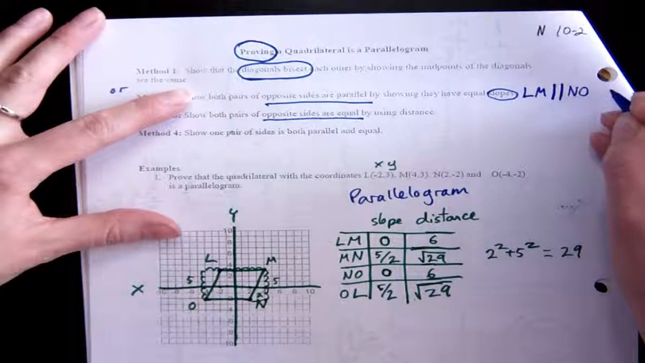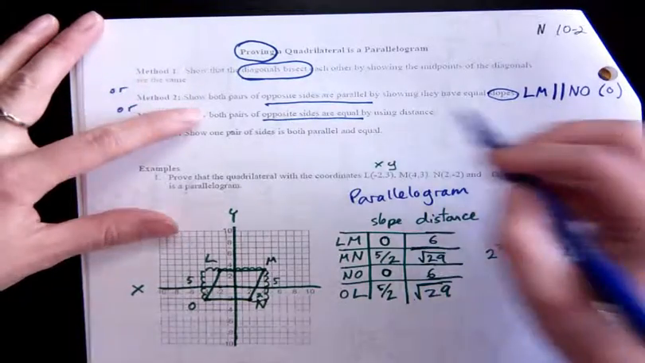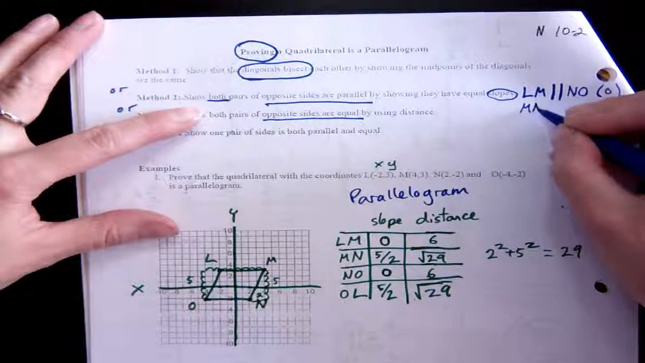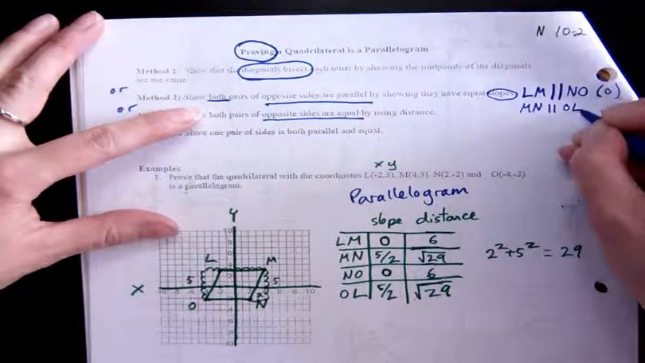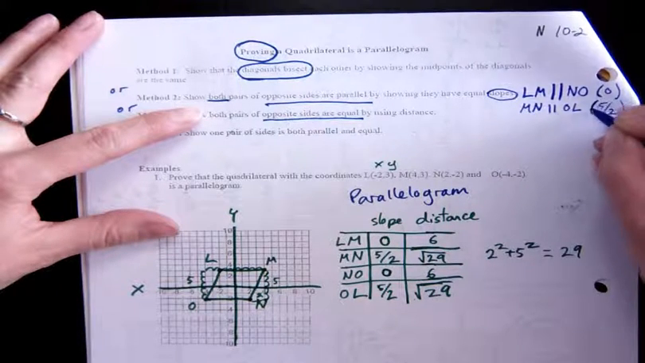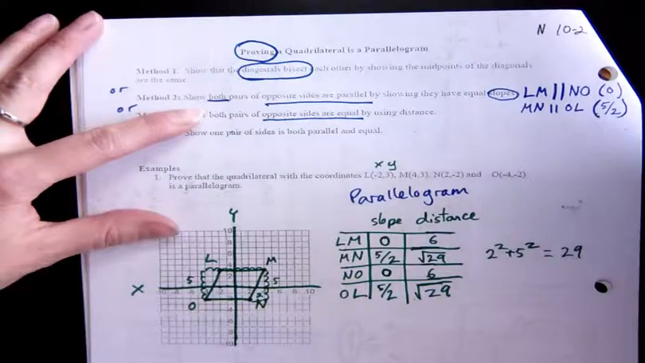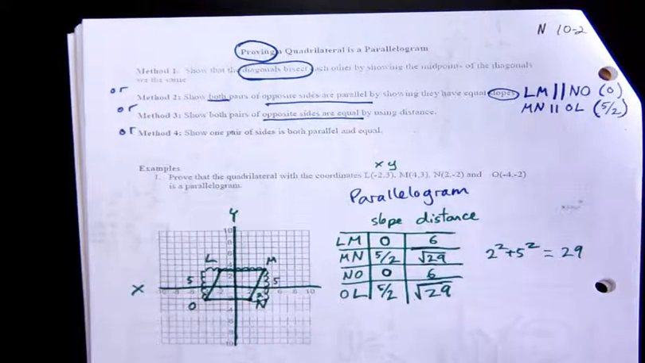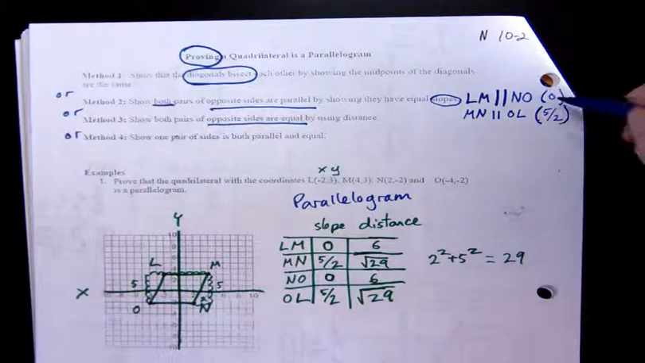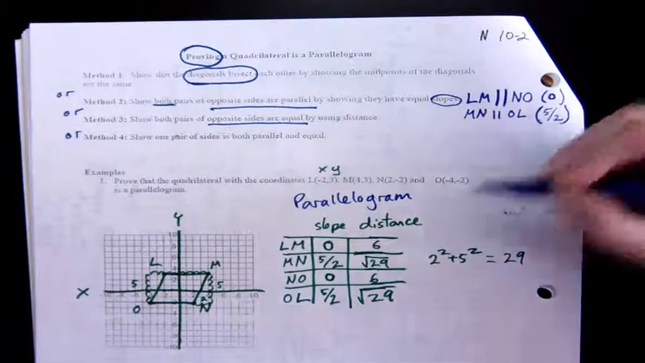Because it's a proof, I'm going to put the slope there. Okay, they both have a slope of 0. And it tells me I have to show both pairs. So MN is parallel to OL. They both have a slope of 5/2. So as we're doing proofs, as we're adding in different shapes, I tell people always start by telling me which lines are parallel. Or if nothing's parallel, tell me what's not parallel. And you back up your statement with the actual slope that you've calculated here.